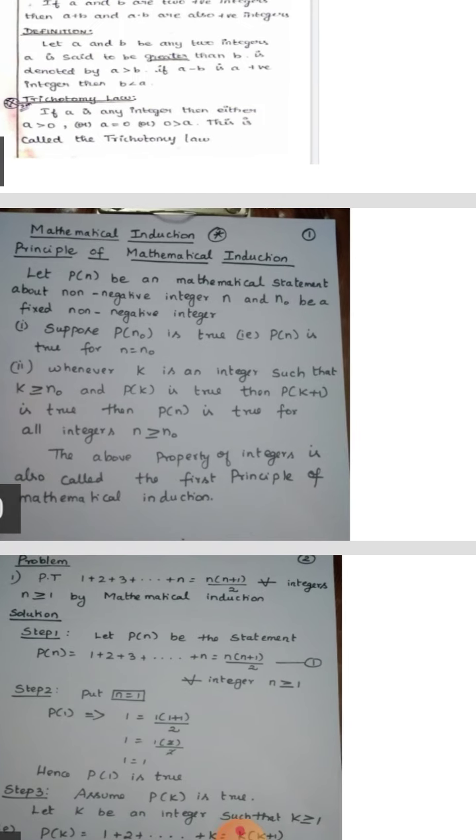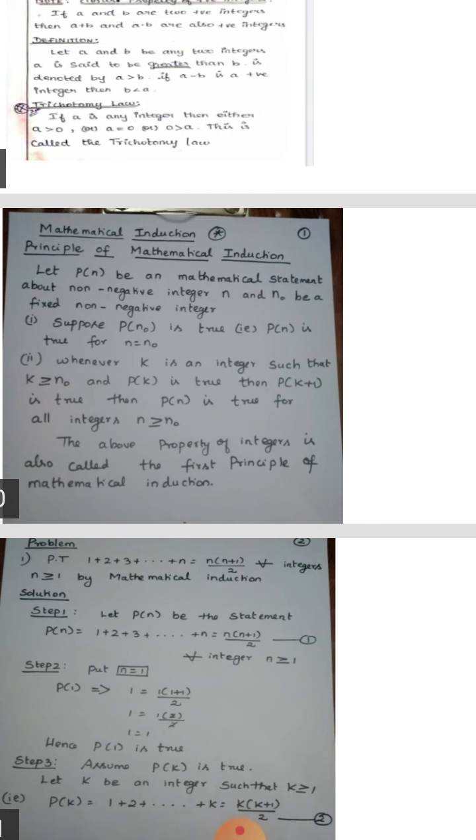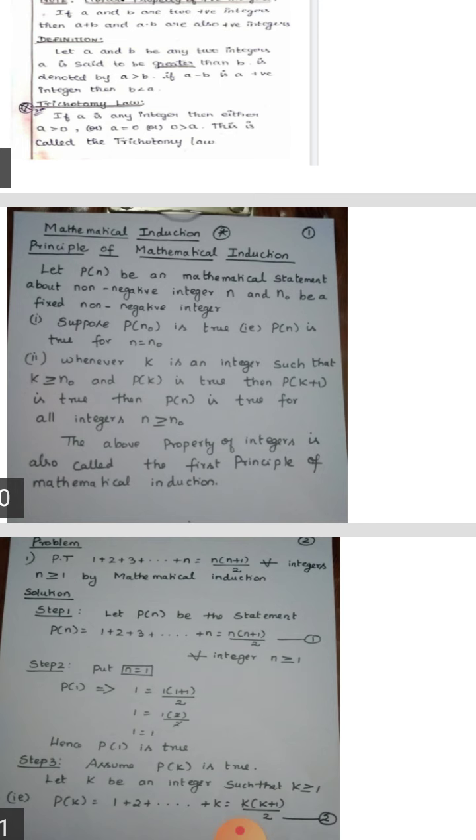So this is a continuation. That is mathematical induction. This is called the principle of mathematical induction. That is, let P(n) be a mathematical statement about a non-negative integer n, and n naught be a fixed non-negative integer. These are the two conditions.